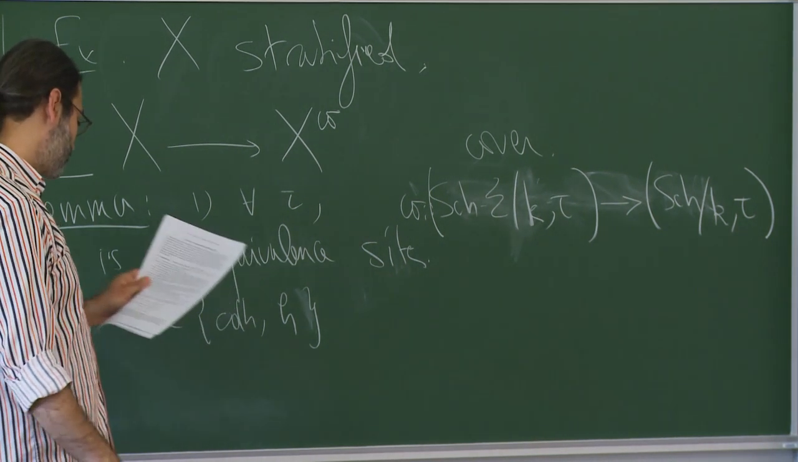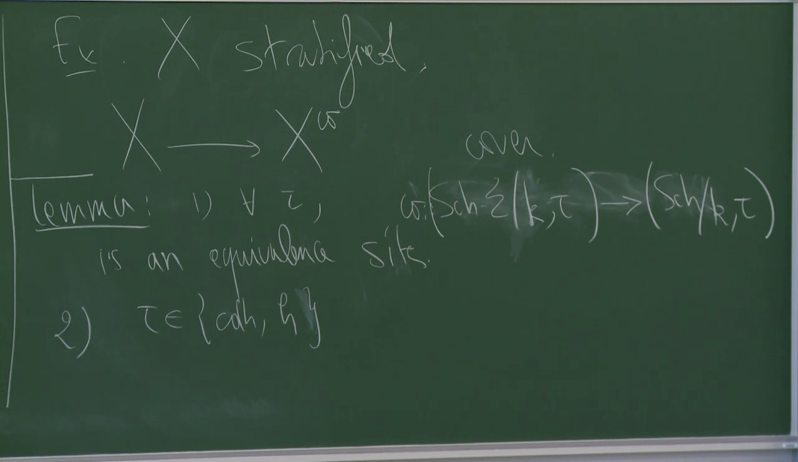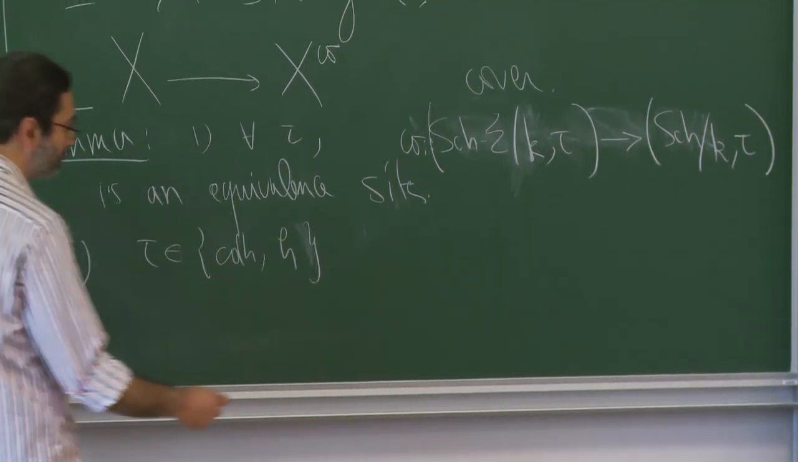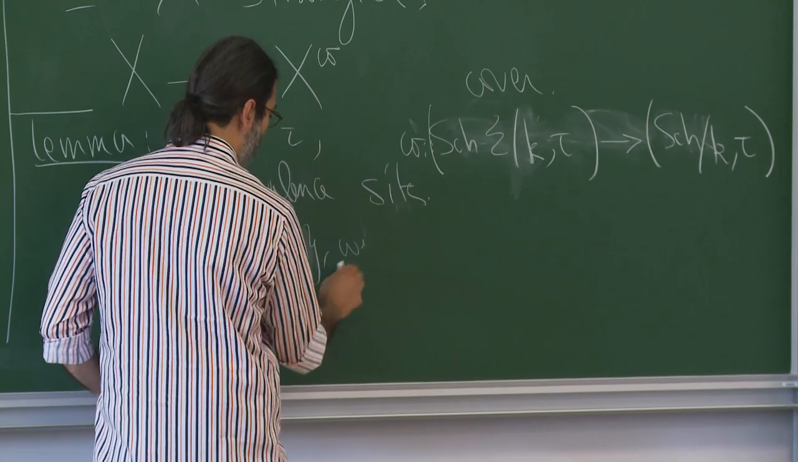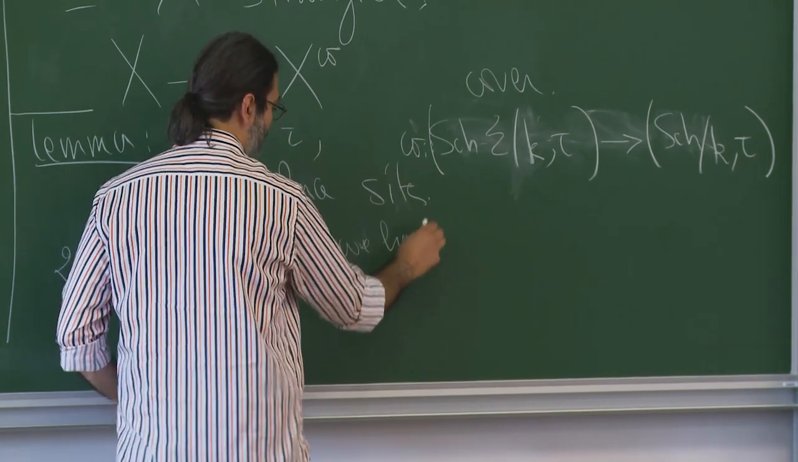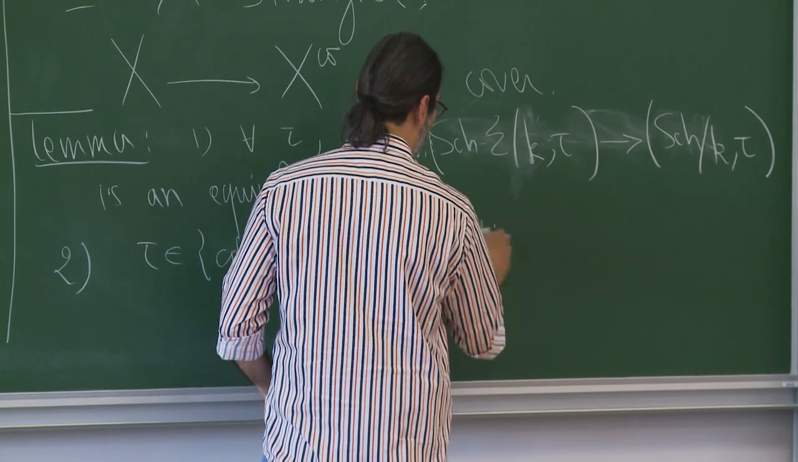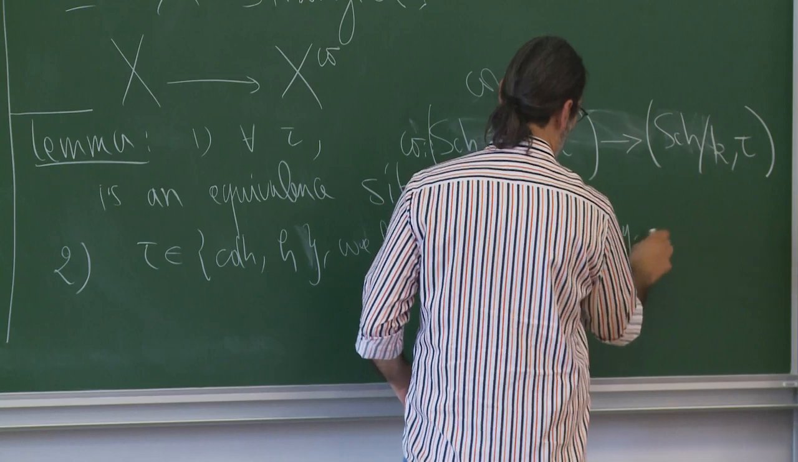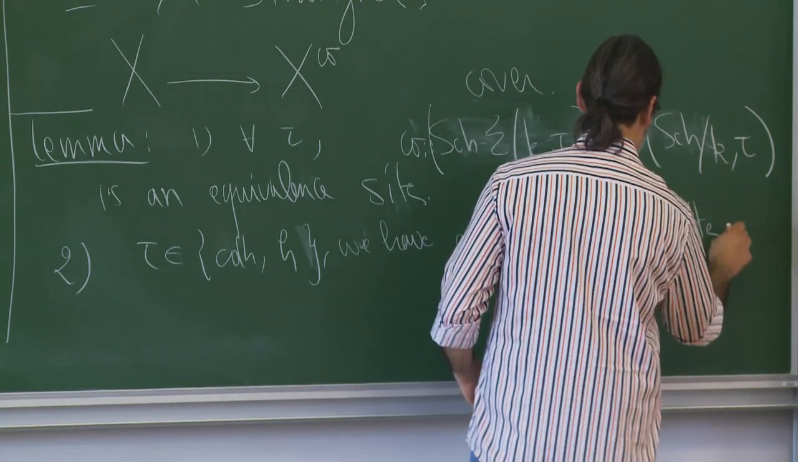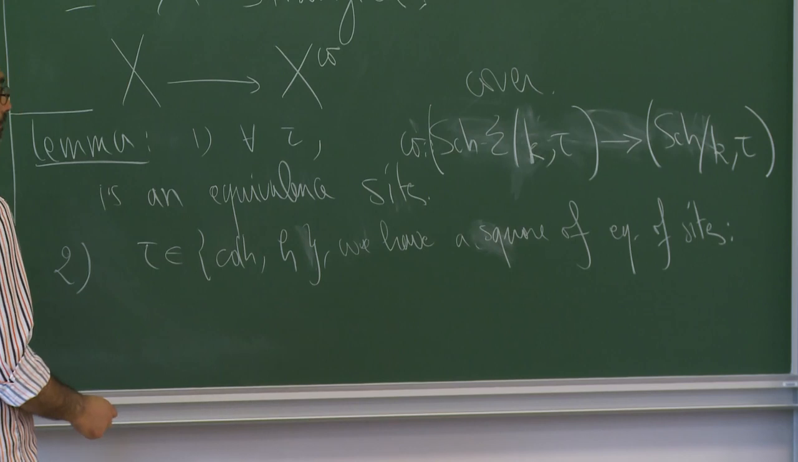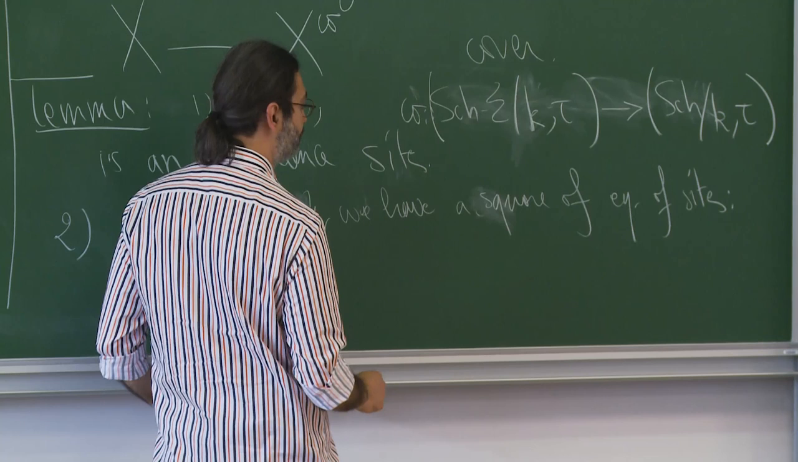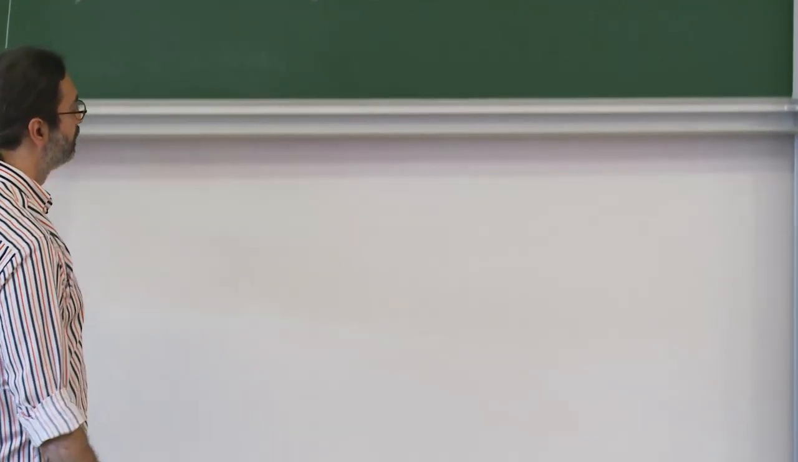Now, the second part is equivalent, in a sense, to the same topos. So for tau one of these two topologies, we have a diagram of equivalences of sites, a square. Okay, let me maybe erase the blackboard.